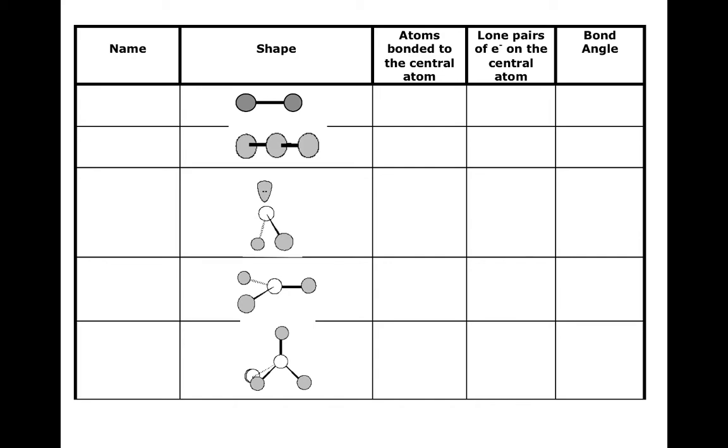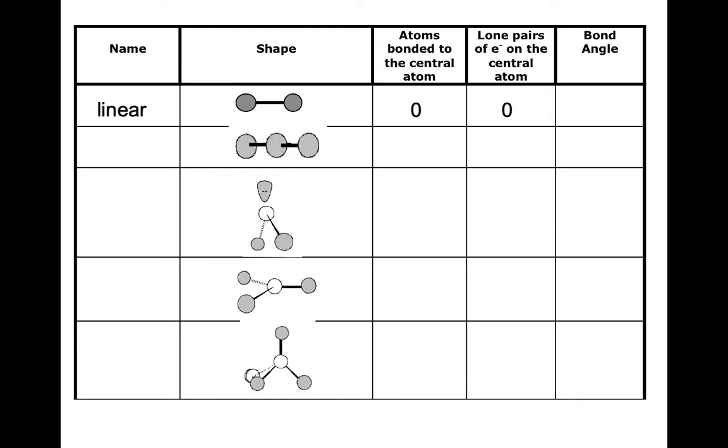So the first drawing that we have, there is no center atom. So there's no electrons that can push themselves apart from each other. We just have two atoms bonded. This could be something that's diatomic, like fluorine or bromine. It's just a linear shape, because there is no center atom and there's no lone pairs to worry about.